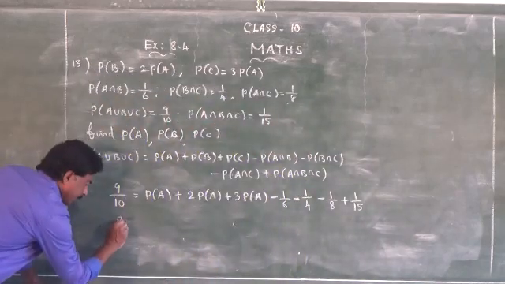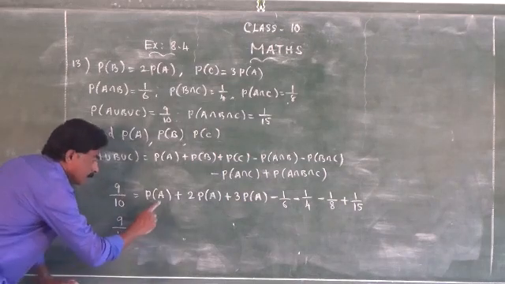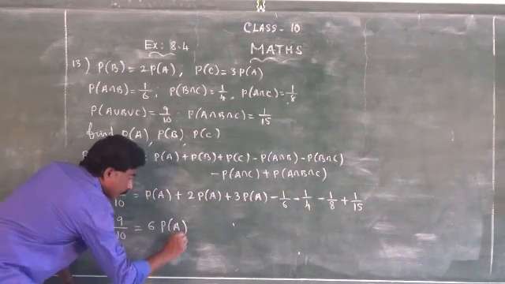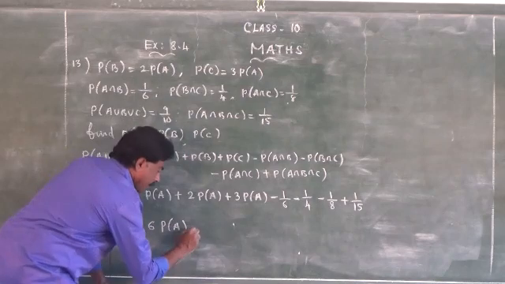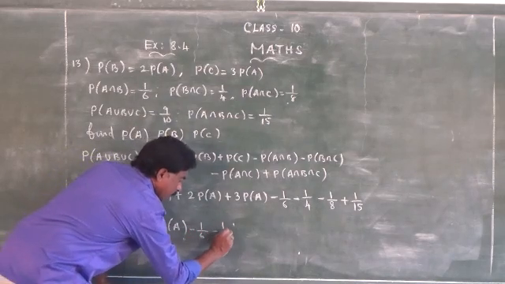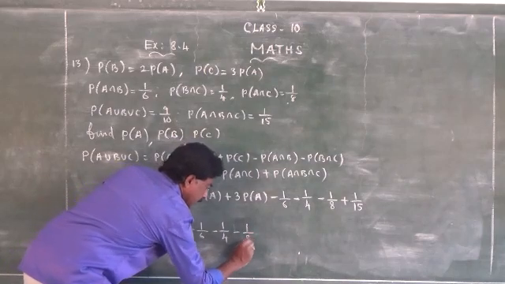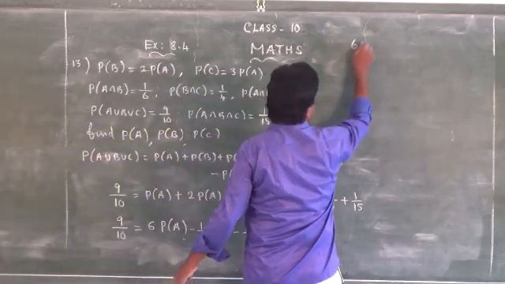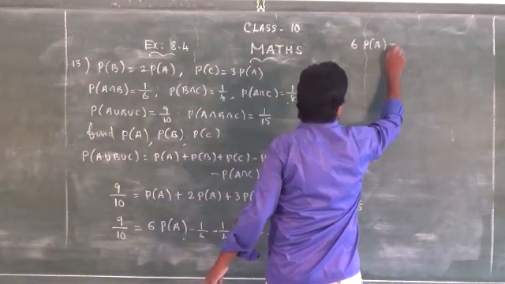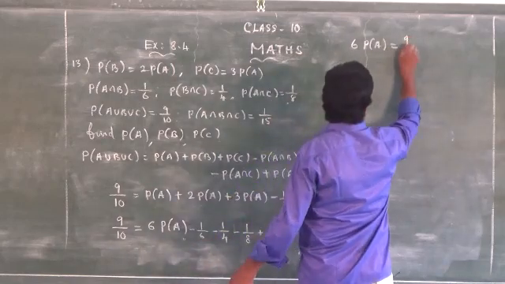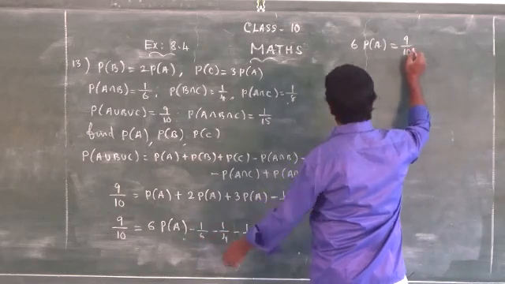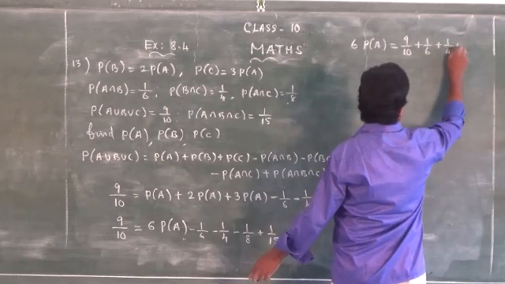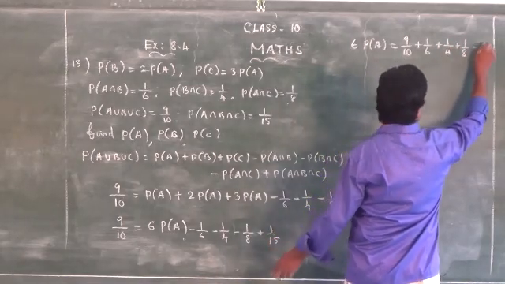So that is 9 by 10 equal to P of A; when you add all this, you will get 6 times P of A, minus 1 by 6 minus 1 by 4 minus 1 by 8 plus 1 by 15. So 6 times P of A is equal to, take everything to that side, 9 by 10, and minus will become plus, 1 by 6 plus 1 by 4 plus 1 by 8 minus 1 by 15.